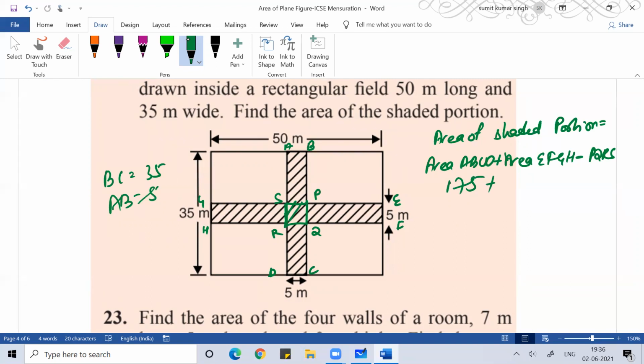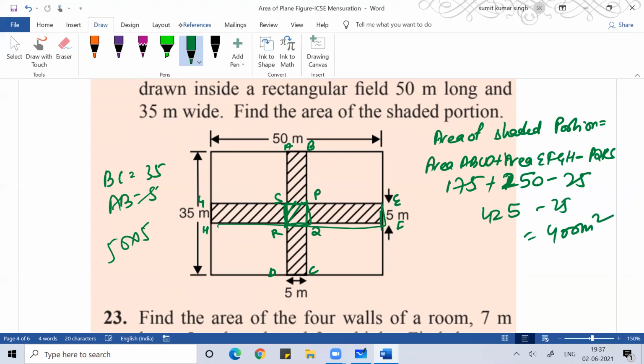This is 50 into 5, which is 250. Yes, sir. Then minus this 5 into 5, which is 25. So it will be 425 minus 25, which is 400. 400 meters. Yes, sir.